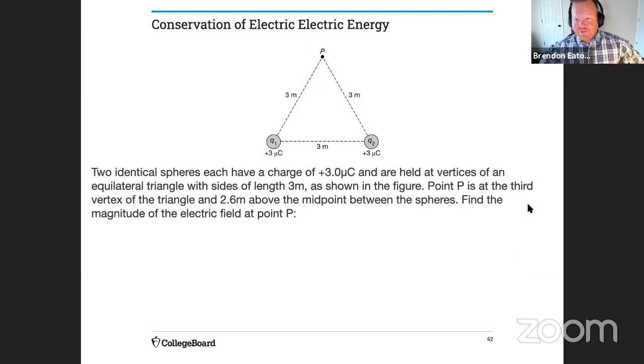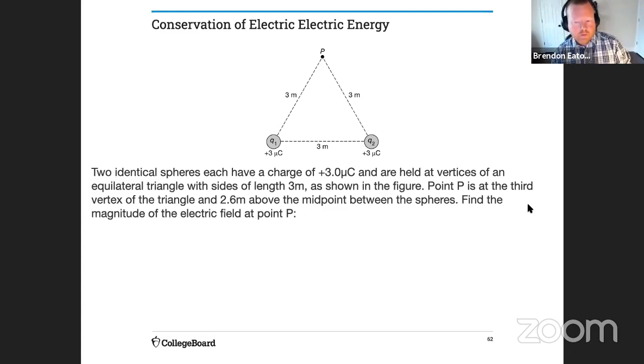All right, so here's another conservation of electric energy problem. You have 2 identical spheres, Q1 and Q2 as shown in the diagram. Q1 and Q2 both have the same magnitude of charge. They're both +3 microcoulombs. And it looks like they're separated by a distance of 3 meters. And all the sides of this little triangle that's drawn on your screen are equal to 3 meters. Now, point P is at the 3rd vertex, which is up at the top of the triangle. And it tells you that it's 2.6 meters above the midpoint between the spheres. Find the magnitude of the electric field at point P.